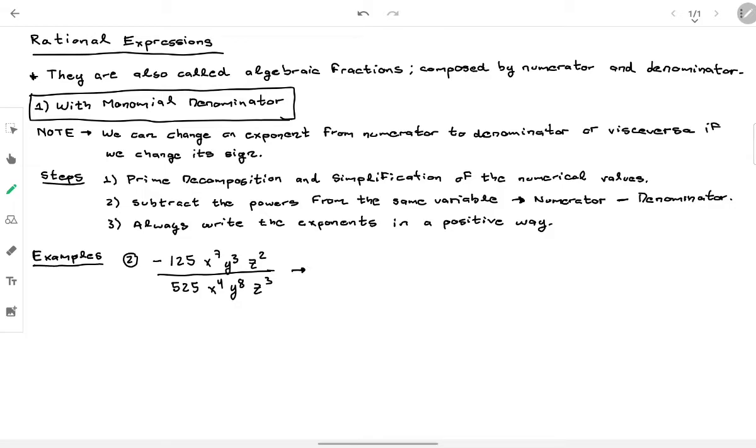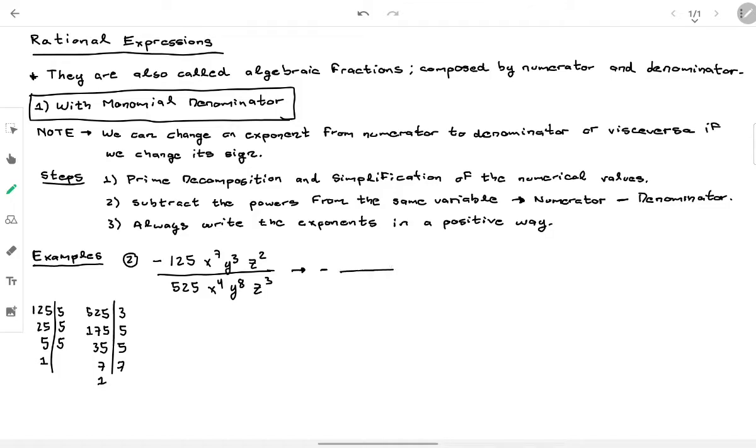So the second example is going to be something like this. First, it's going to be a negative divided by a positive, so our answer is going to be a negative fraction. So let's see, we decompose the 125 and we decompose the 525. The 125 is going to be 5, 5, 5. And the 525 is going to be divided by 3, it's going to be 175, divided by 5, it's going to be 35, divided by 5, it's going to be 7, and divided by 7 it's going to be 1.